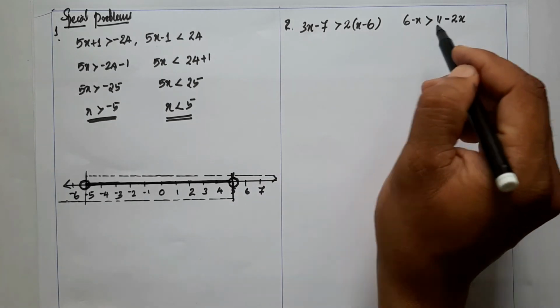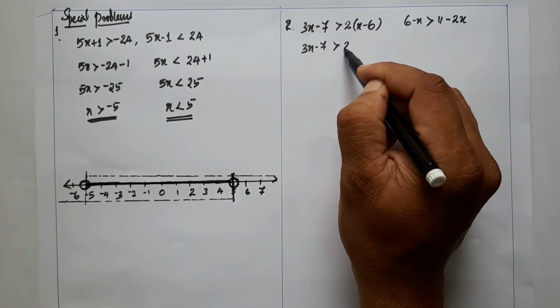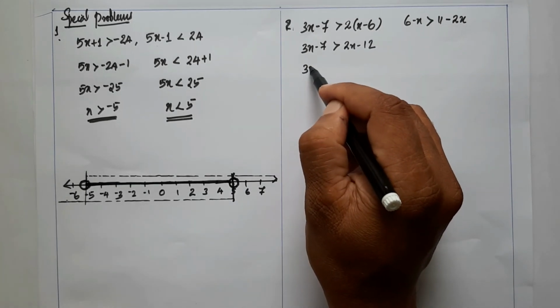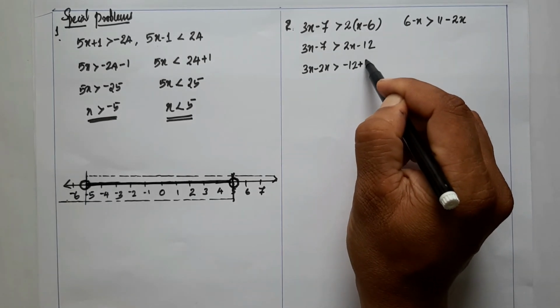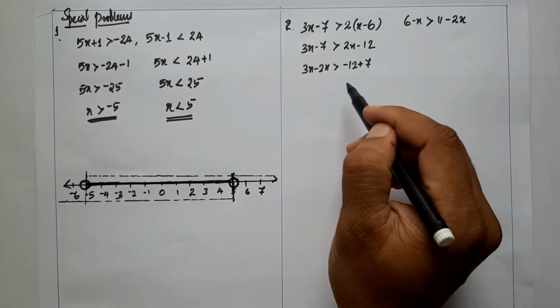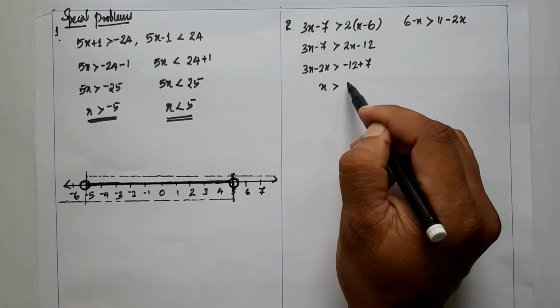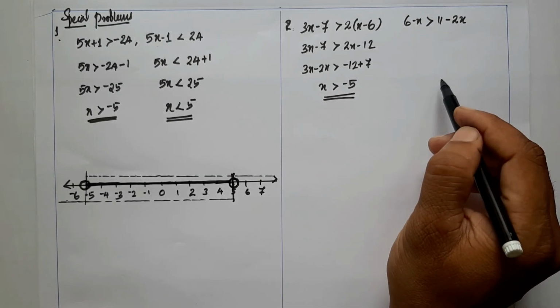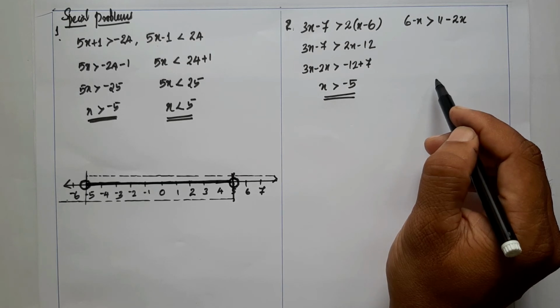First of all, we solve these two inequalities. That is 3x minus 7 greater than 2x minus 12. Therefore, 3x minus 2x greater than minus 12 plus 7. The minus sign is on the right side. 3x minus 2x is x, which is greater than minus 12 plus 7, which is minus 5. x greater than minus 5.